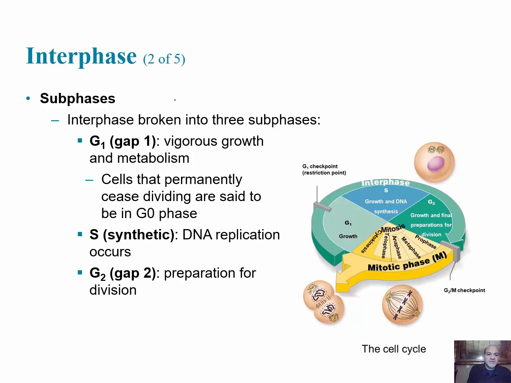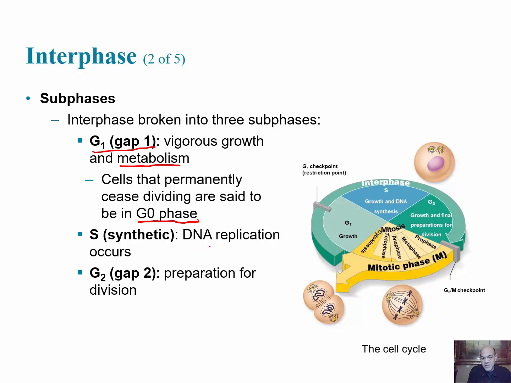So the subphases are listed here. There is G1, which stands for gap 1, and sometimes they may say this is their growth going on here. Here the cell's going about growth and normal metabolism, it's going about its normal business. Some cells will stay in this stage permanently, like a nerve cell, and if so, we'll call it the G0 phase.